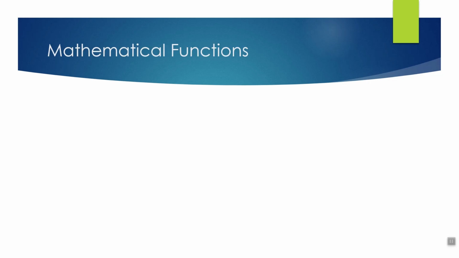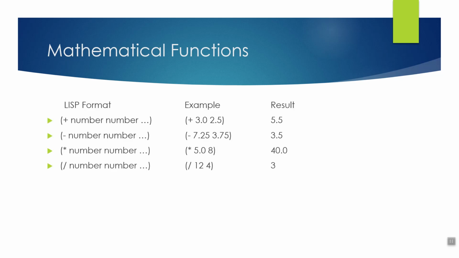So let's look at some mathematical functions. An easy way to get familiar with AutoCAD is to just look at some easy mathematical functions. So looking here, our Lisp format, open parentheses plus, and then number, and so however many numbers you want, and then close parentheses is going to give you add, then you've got subtract, multiply, and divide. So for example, here we have open parentheses plus 3.0 and 2.5. If you add 3.0 and 2.5, you get 5.5.